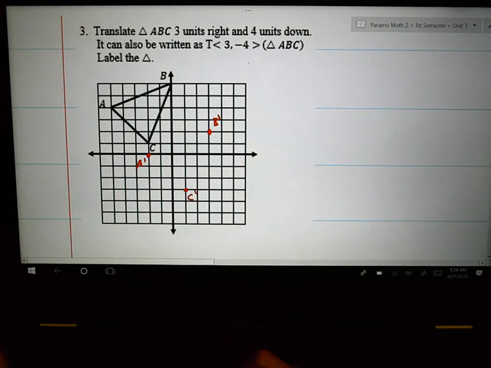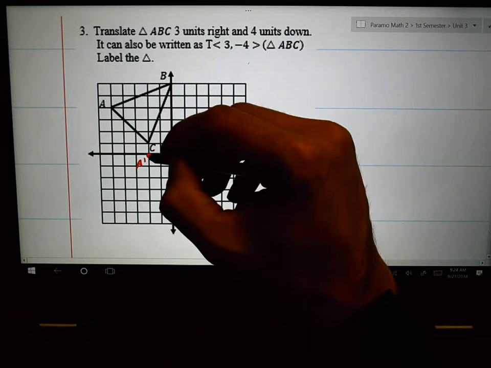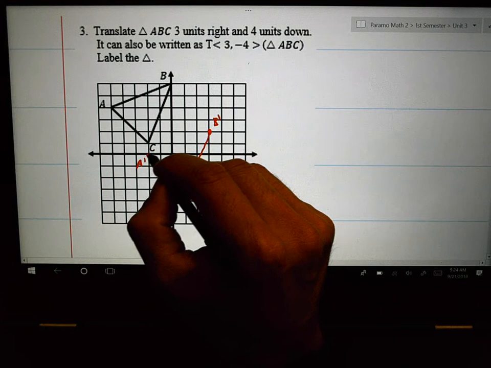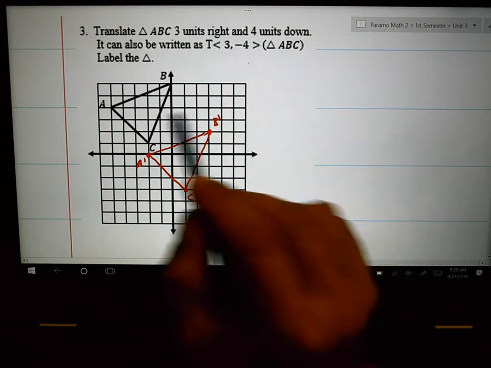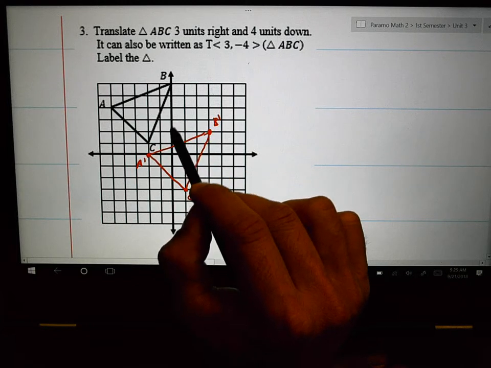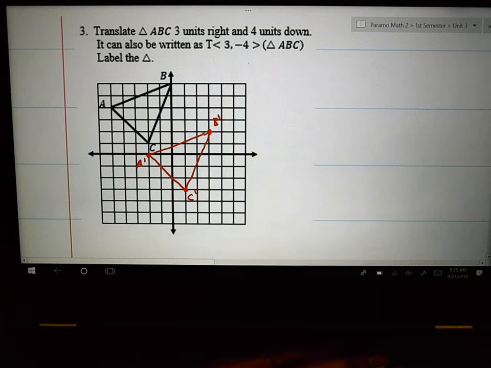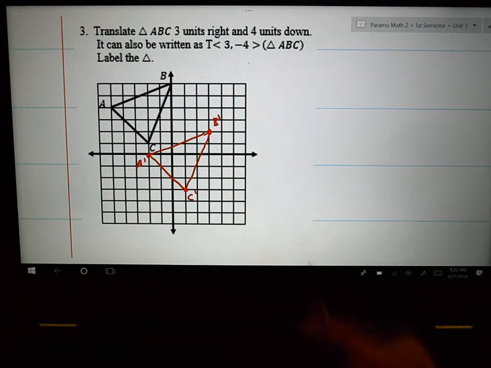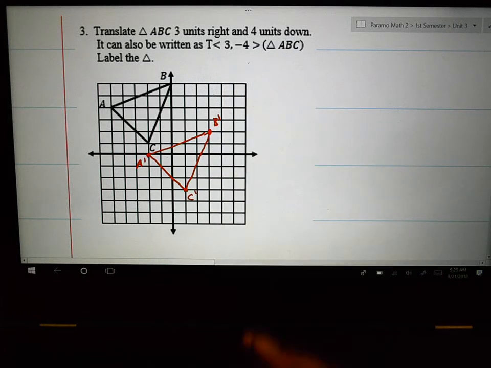By moving the 3 corners, you can use your ruler. I'm just going to attempt to draw as straight of a line as I can. We have now moved every single point 3 units right and 4 units down. I've moved this point 3 units right and 4 units down. You're moving every single point 3 units right and 4 units down by moving the 3 corners. This also can be written in this notation, which means we're moving T 3 units right, 4 units down.